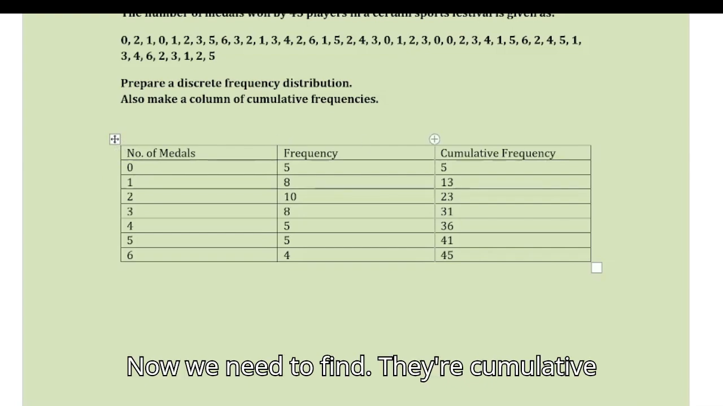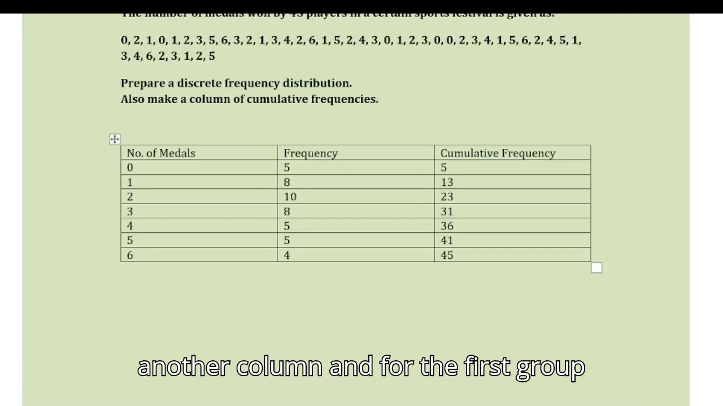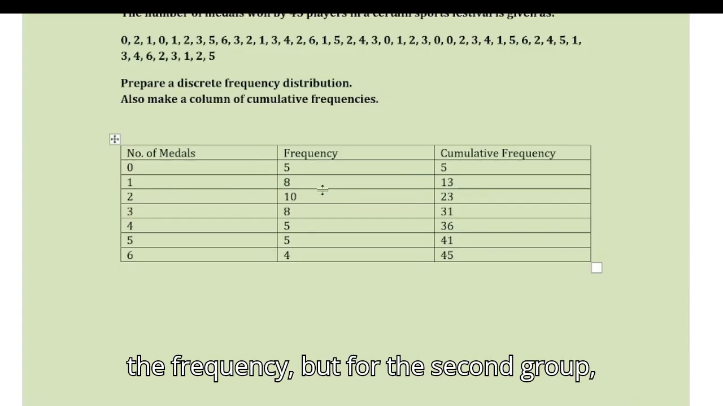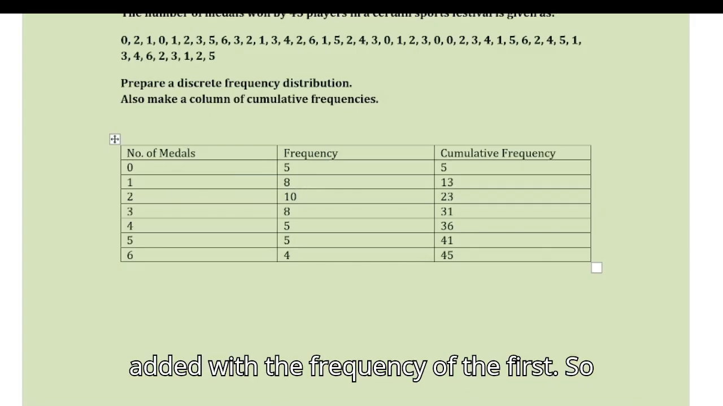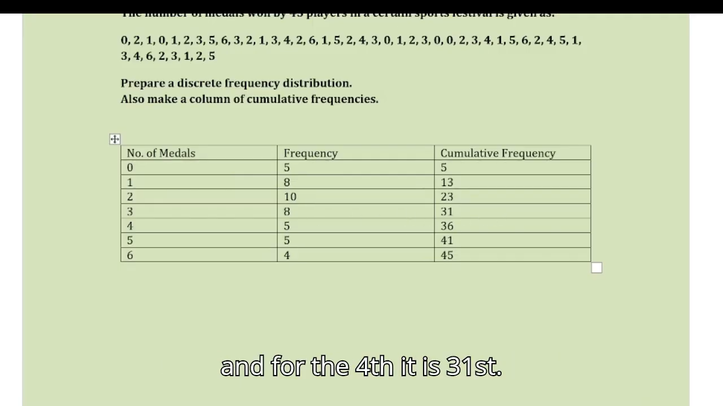Now we need to find their cumulative frequency. So we're going to arrange another column, and for the first group the cumulative frequency is the same as the frequency. But for the second group, the frequency of the second group will be added with the frequency of the first. So that is 13. For the third, that is 23, and for the fourth it is 31.